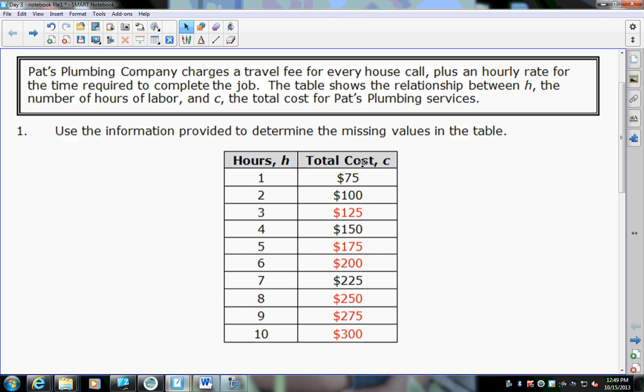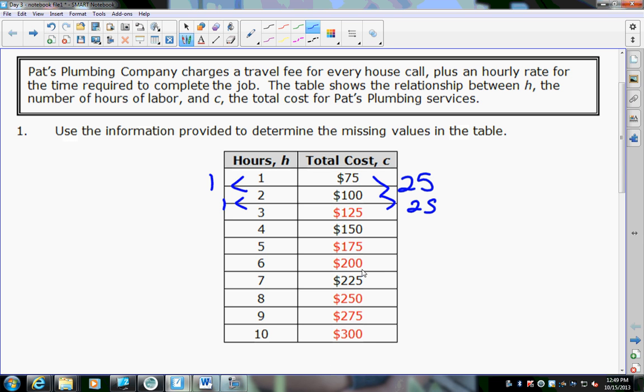What you should have seen when you were finding your rate of change is that the Y's, the total cost, were going up by 25 for every hour. So then you could have completed your table by increasing it by 25 each time. That's what you should have done before we started.